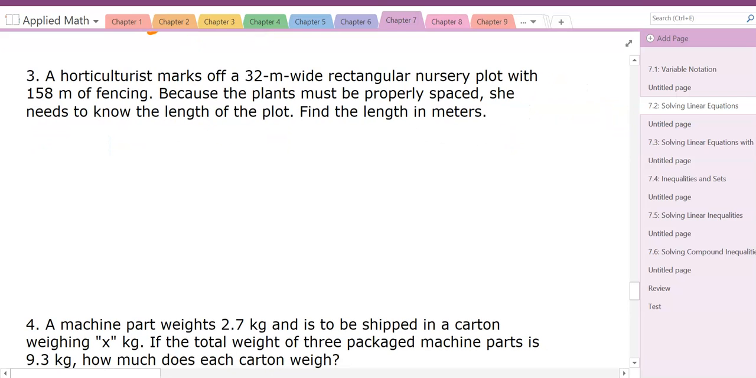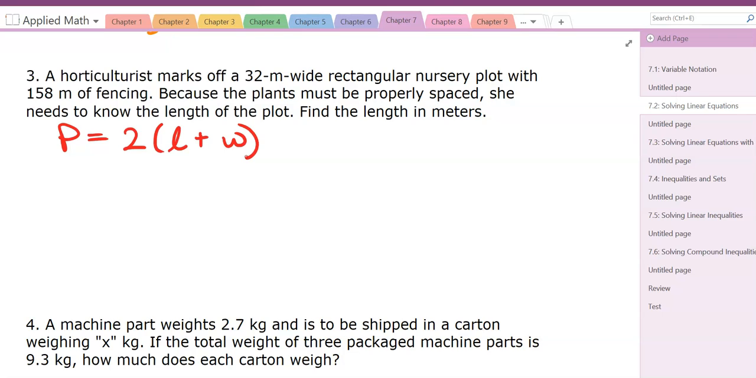So this first one says that a horticulturist marks off a 32-meter wide rectangular nursery plot with 158 meters of fencing. Because the plants must be properly spaced, she needs to know the length of the plot. Find the length in meters. So for perimeter of a rectangle, we can take 2 times the length plus the width. Now, the 158 meters, that's the perimeter.